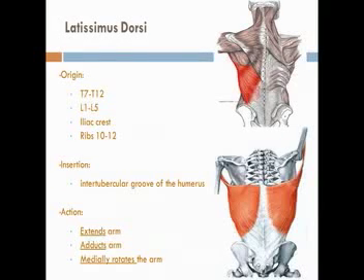Latissimus dorsi. Latissimus dorsi originates between T7 and T12, L1 and L5, along the iliac crest and along ribs 10 through 12. It inserts onto the intertubercular groove of the humerus, and its actions are to extend the arm, adduct the arm, and medially rotate the arm.